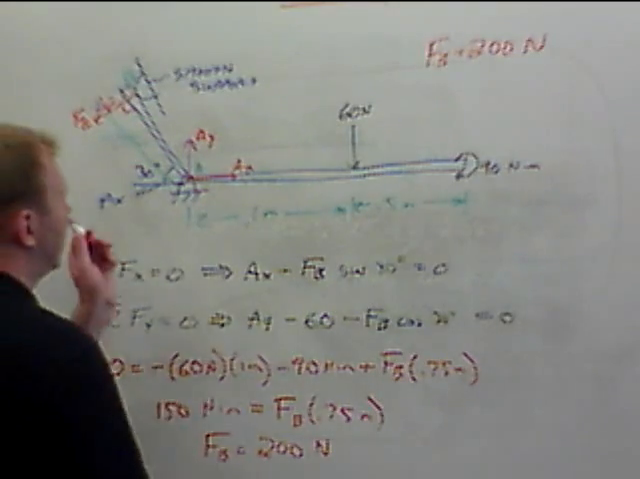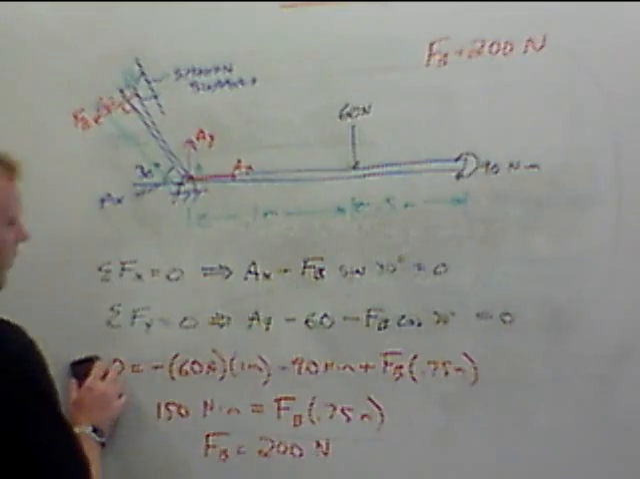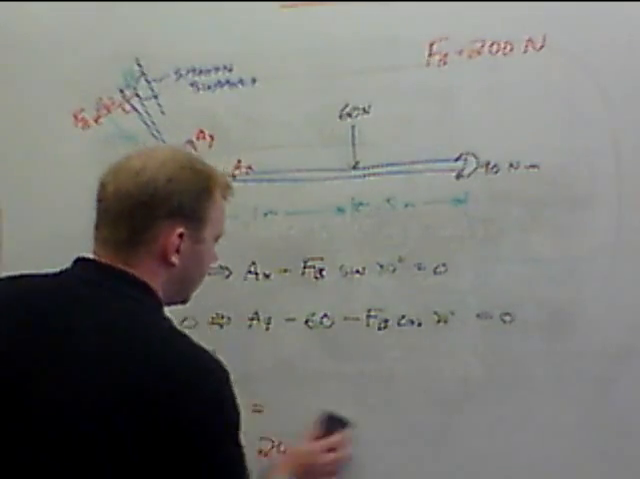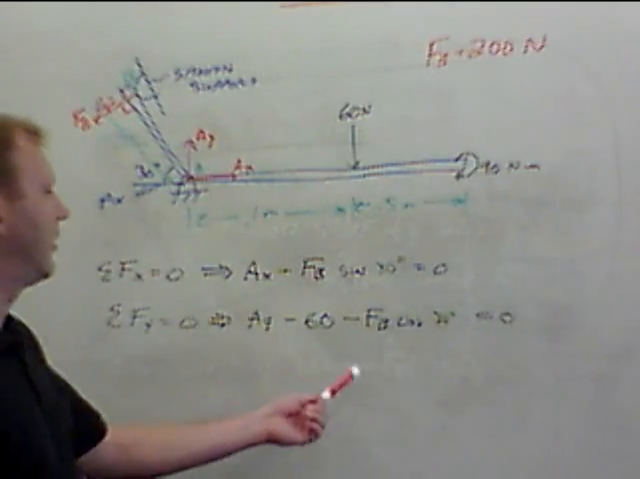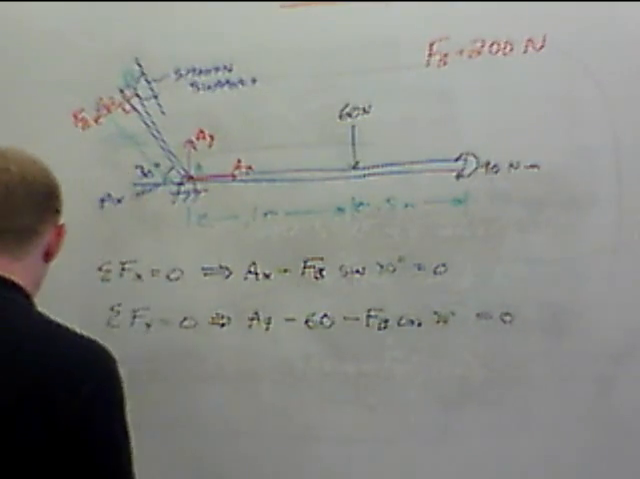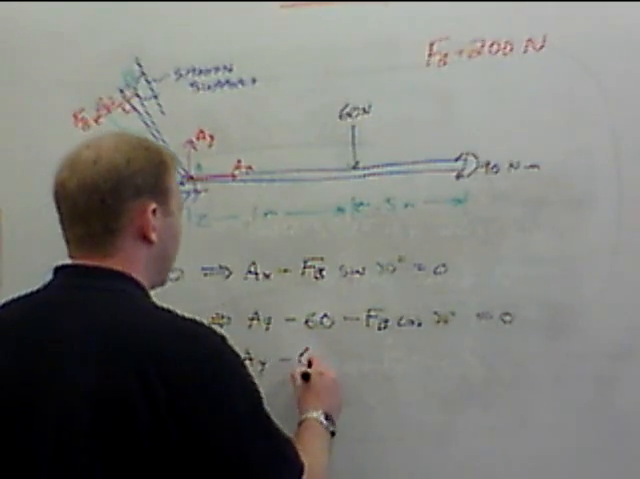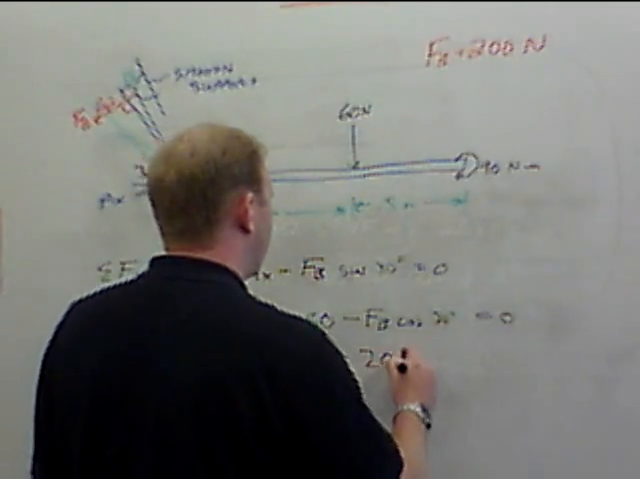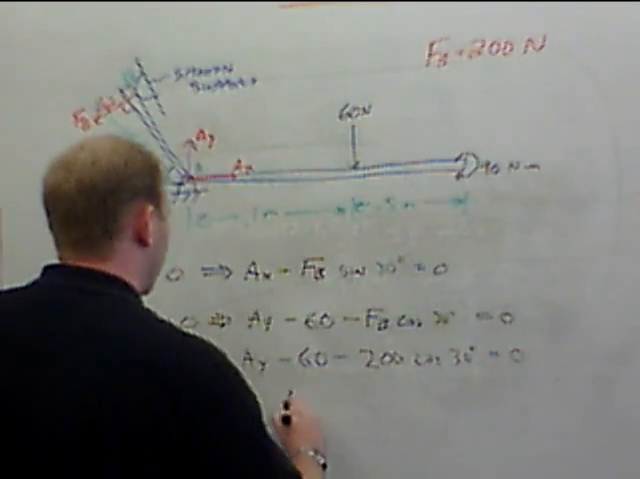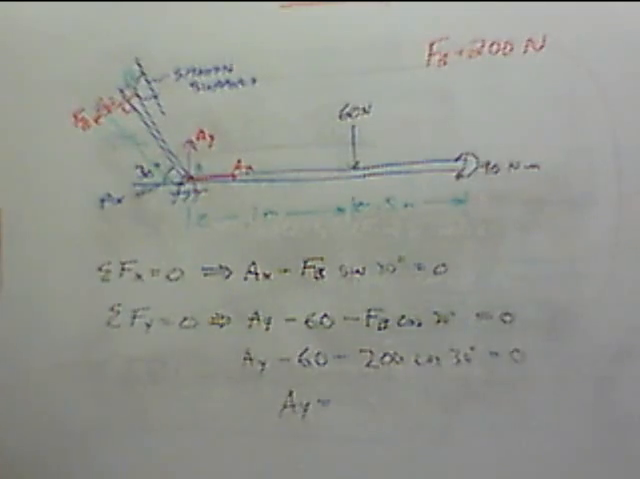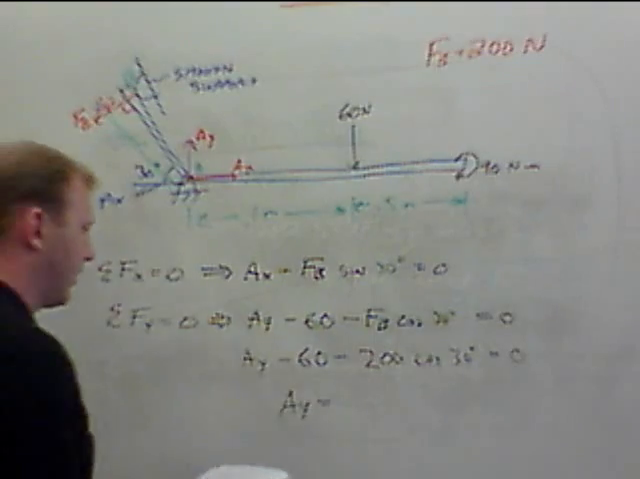Okay, so we did that with summation of moments about point A. So we've used one of our three equations. We still have the other two, but now we know FB. These become fairly straightforward. Continuing with summation of forces on the Y here, we have AY minus 60 minus 200 cosine 30 degrees equals 0. We solve this for AY. AY ends up equaling 233 newtons.